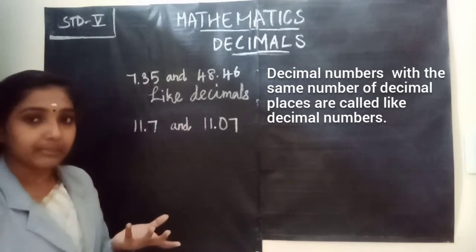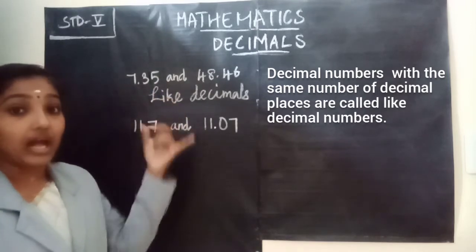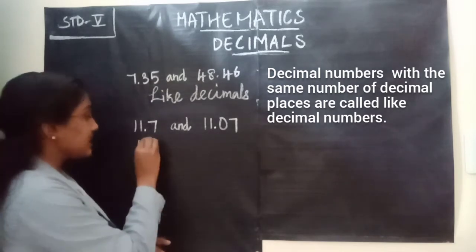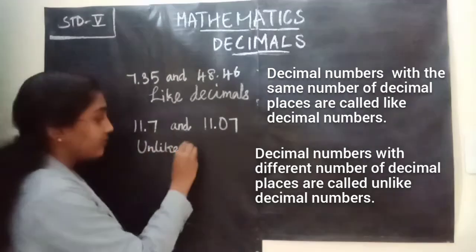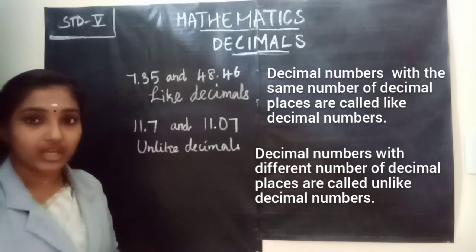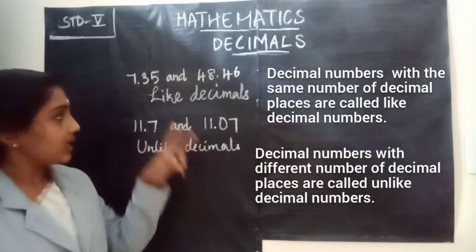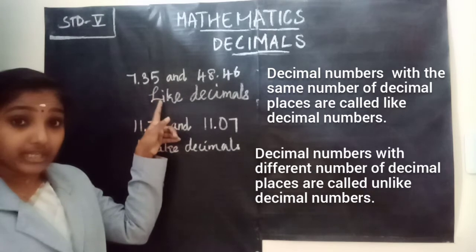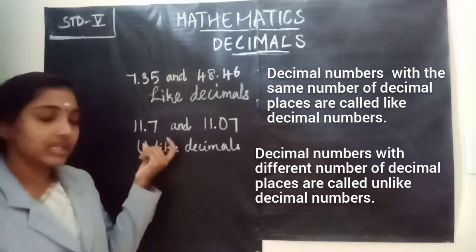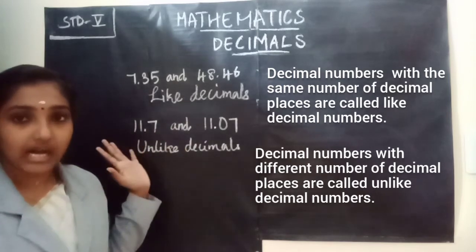So what will we call these numbers? When they have an equal number of decimal places, we call them like decimals. And if they do not have an equal number of decimal places, we call them unlike decimals. They are unlike decimal numbers. So we studied two terms in decimals, like decimals and unlike decimals. Decimal numbers which have an equal number of decimal places are called like decimals, and the decimal numbers which do not have an equal number of decimal places are called unlike decimals.